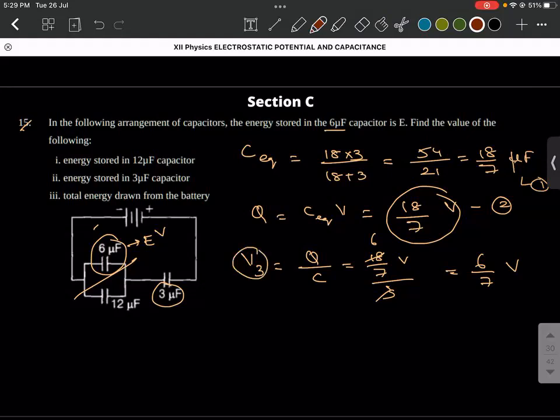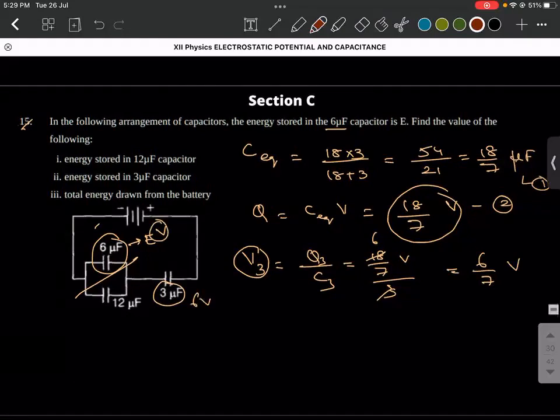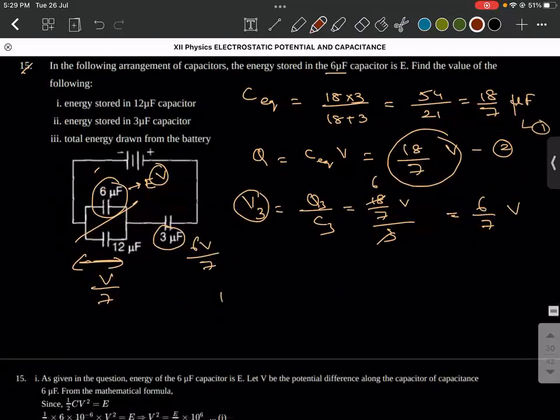So what is V3? We know that Q3 is equal to C3 into V3, so V3 will be equal to Q3 divided by C3. Q3 is 18 by 7 times V divided by 3, so it is 6V by 7. If the potential here is 6V by 7, then the potential here is V by 7. Accepted? Right. So what is given in the question? Half into 6 into 10 power minus 6 into V by 7 the whole square is equal to E.